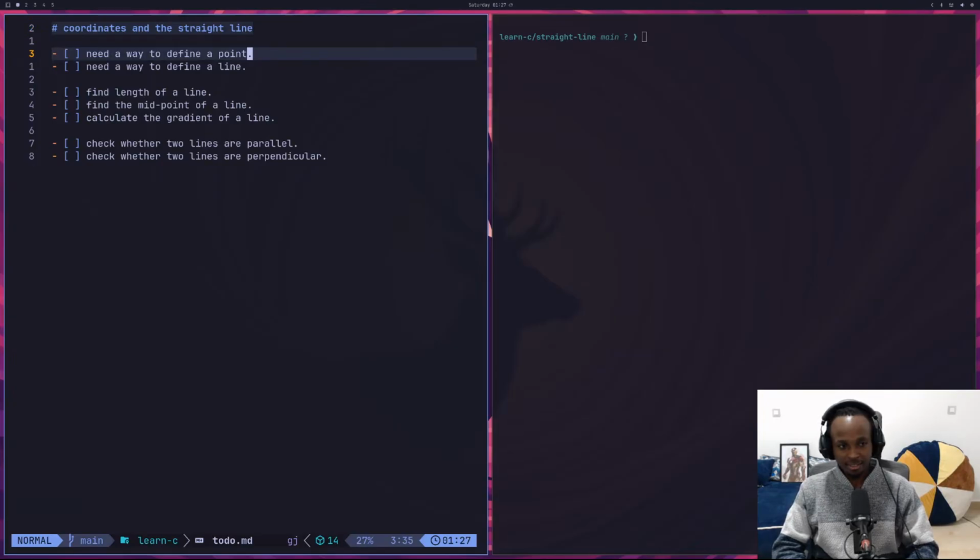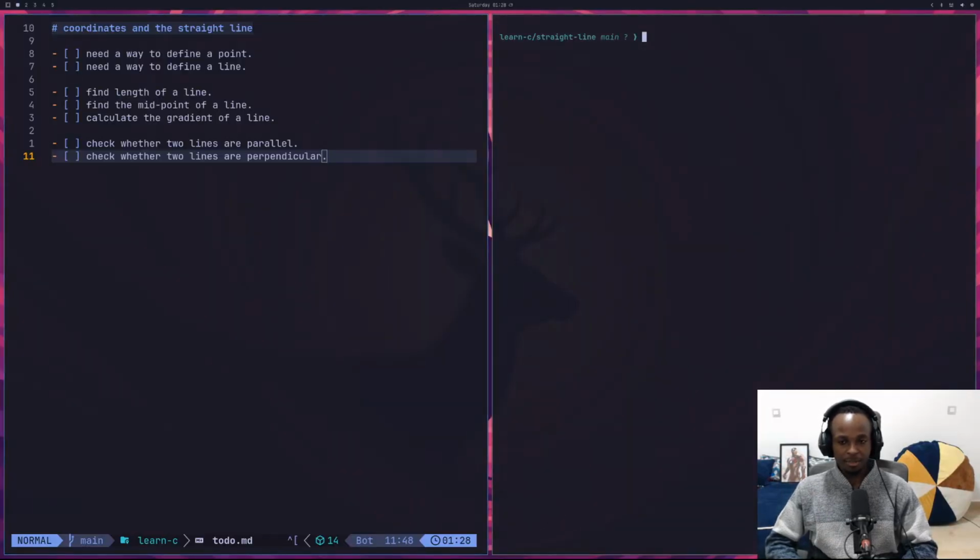The first thing is we need a way to define a point, obviously, and then we'll need a way to define a line. And then for a line, we need to find the length, the midpoint of that line, then a way to calculate the gradient for the line. And then when given two lines, we need to check whether they are parallel or perpendicular to each other. So basically these are our tasks. And then I'll be running the code on the right side.